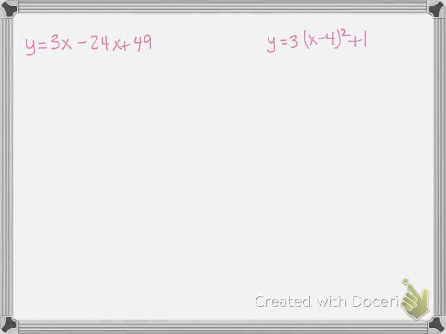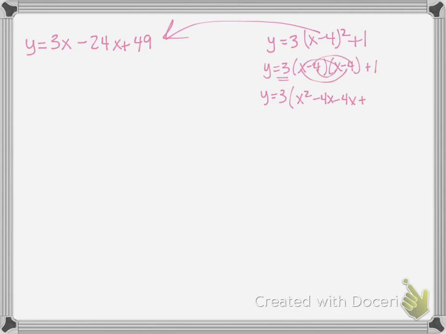Okay, let's say we want to go from this one to this way here. That squared means there's 2 of them, so I write them out twice. And then I either FOIL, distribute, or box. I leave this 3 out here until the end. So x times x gets me x squared. X times negative 4 is negative 4x. Negative 4 times x is negative 4x. Negative 4 times negative 4 is 16.